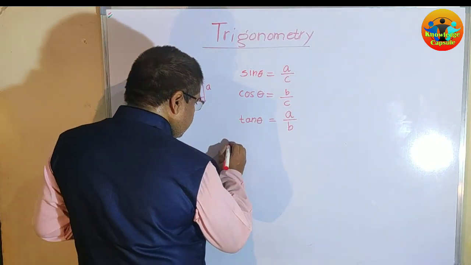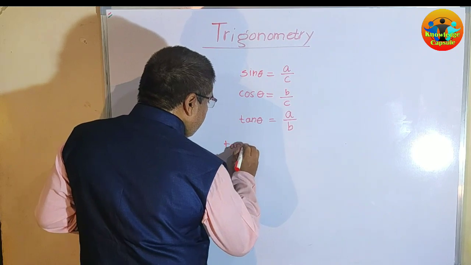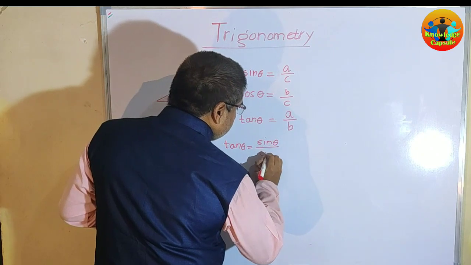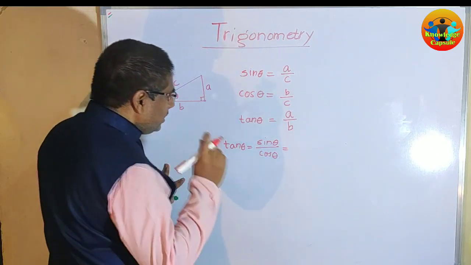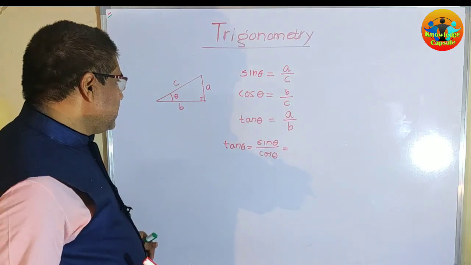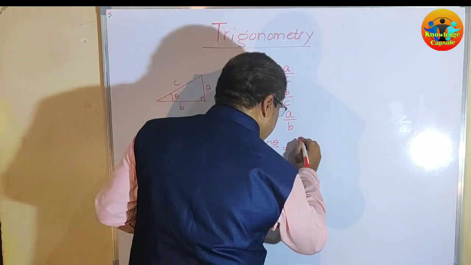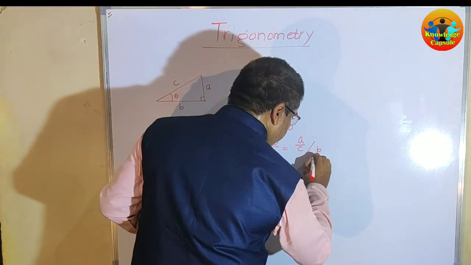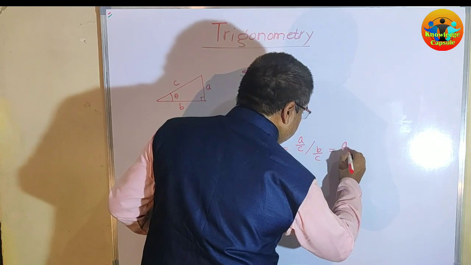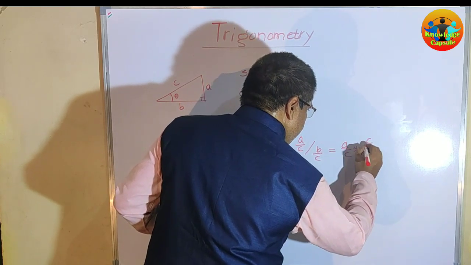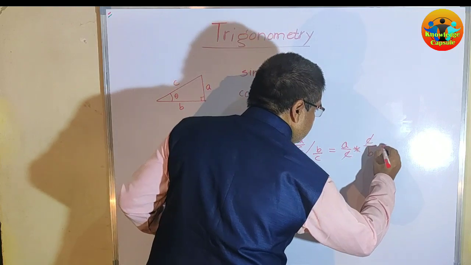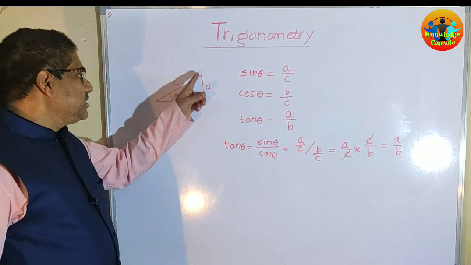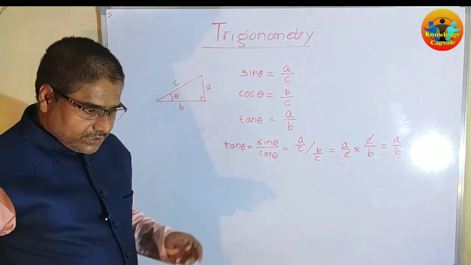How are these related with each other? Tan theta can be written as sine theta by cos theta. It is again a ratio connected with this right angled triangle. Sine theta is A by C upon cos theta is B by C, is equal to A by C into C by B. This C will get cancelled, and finally this is A by B. That is opposite side upon adjacent side is the tan theta ratio.